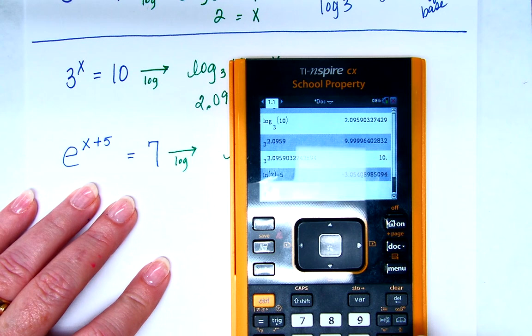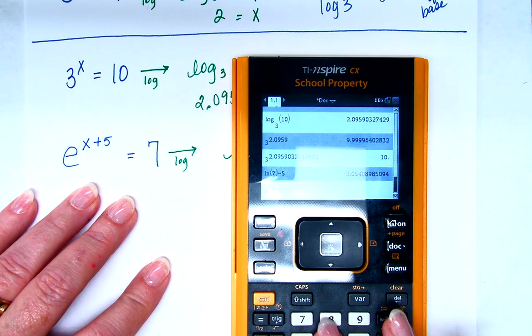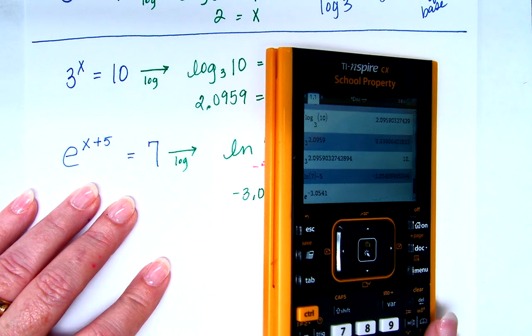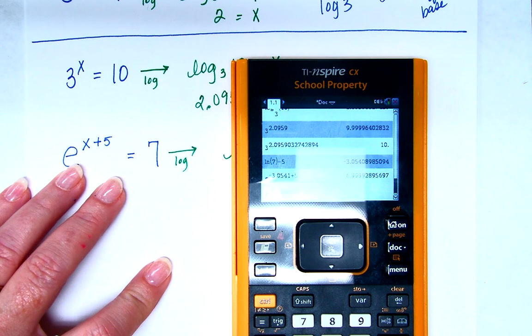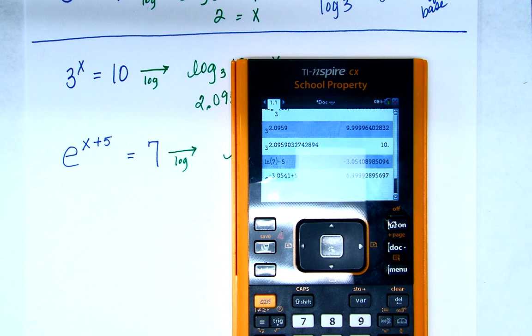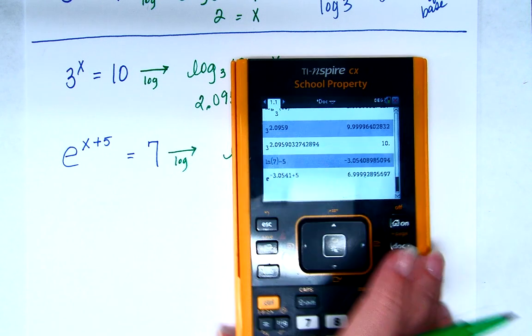Negative 3.0541 plus 5. What should that equal? 7. Close. It does get pretty close, doesn't it? Is it close enough to say that it's right? Yes. Okay, any questions? You okay so far?